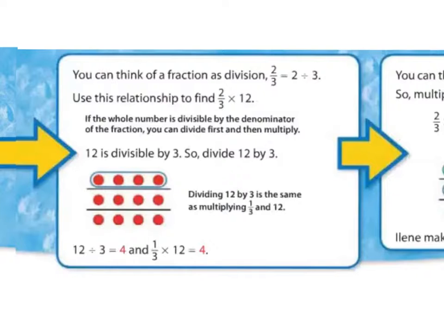So we have 12, and it's represented by 12 red counters. And first, we divided it into 3 groups. I see 1, 2, 3. And what is 12 divided by 3? Well, each group has 1, 2, 3, 4. So 12 divided by 3 is 4. But next, let's multiply it by 2.